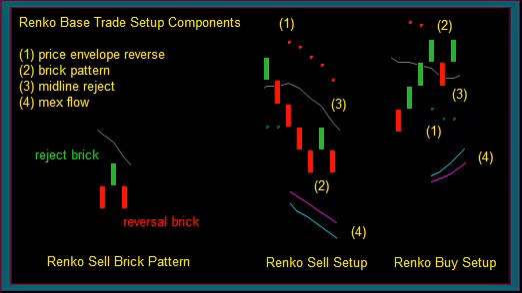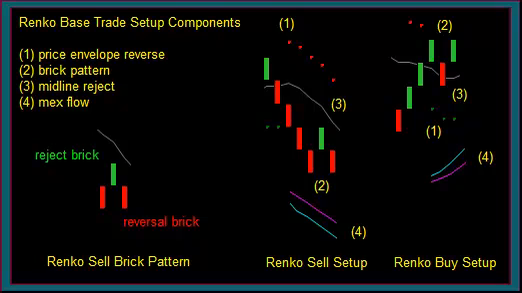For instance, look at the 3 brick patterns in the inside brick. When that brick retraces to test the midline, MEX needs to continue moving in the direction of the intended trade to have MEX flow. So, looking at the Renko trade setup for a Renko sell, there will be a price envelope reverse to red dots on top. After the reverse, there will be a 3-brick pattern of red, green, red, and a retrace to the midline.